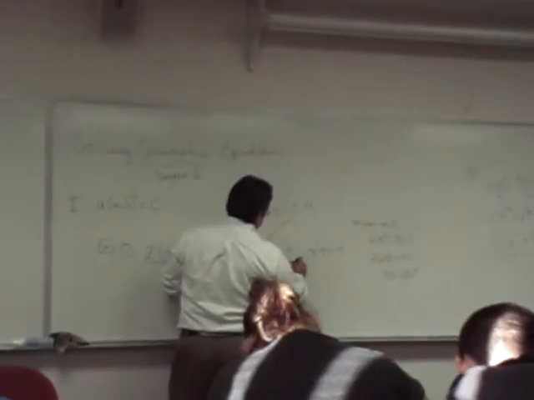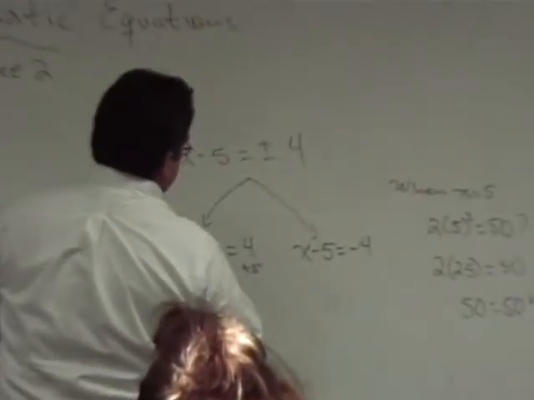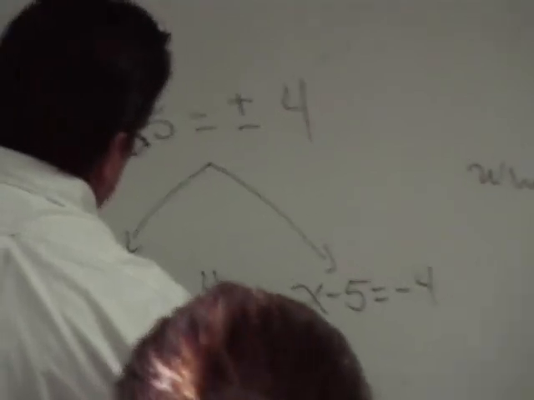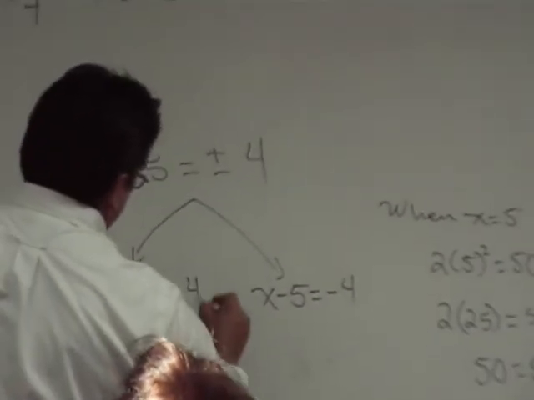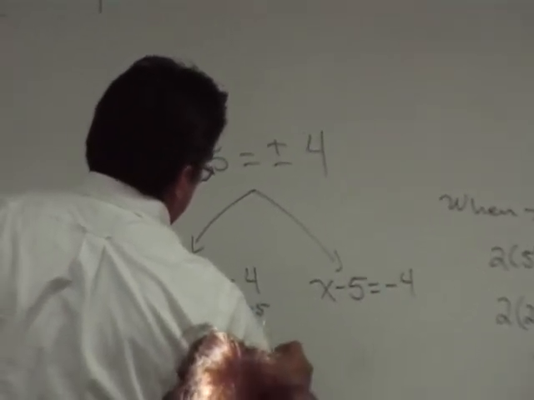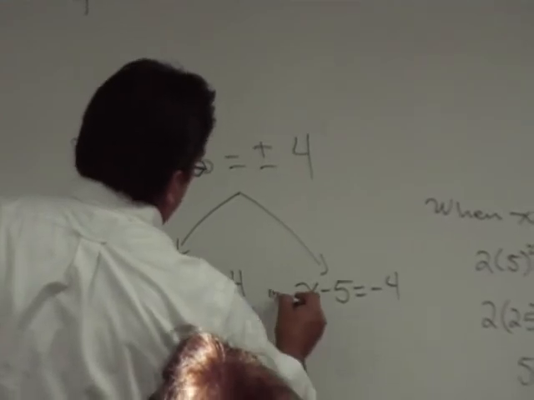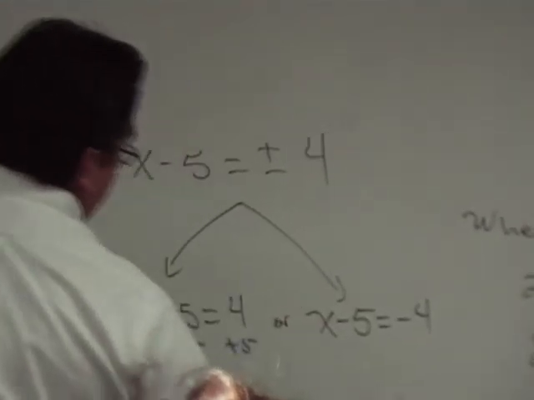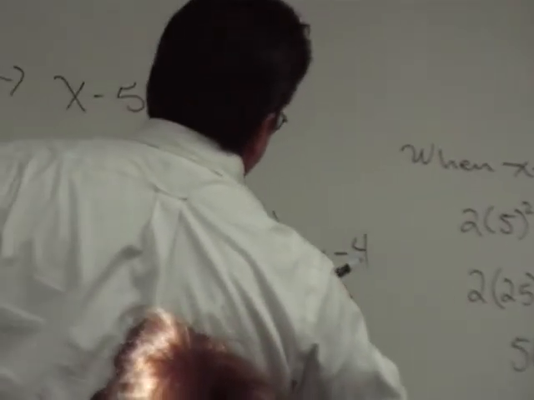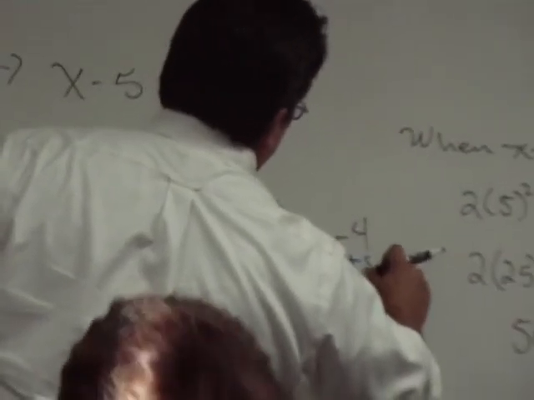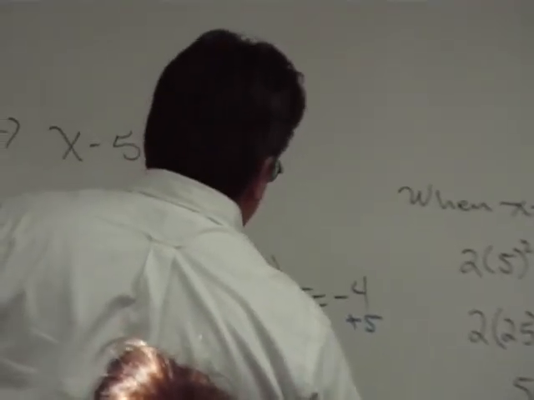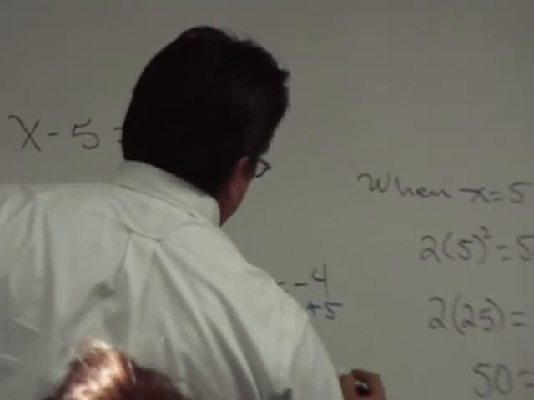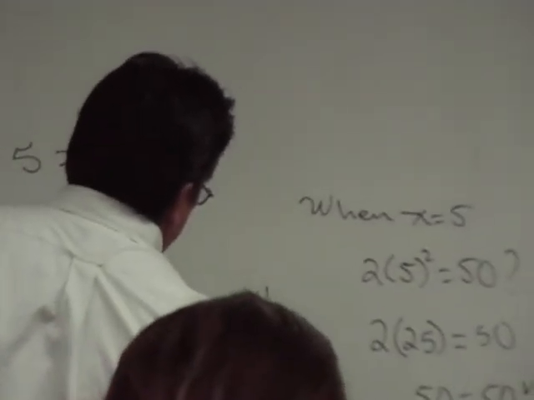What would I do here to solve this one? Add 5 to both sides. And I'm going to get x is equal to 4 plus 5, 9. Or, over here I'm also going to add 5 to both sides of the equation. And here I get x equals negative 4 plus 5, which is 1. These are my 2 solutions.